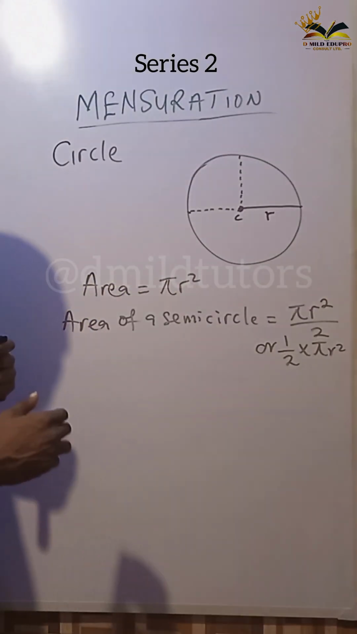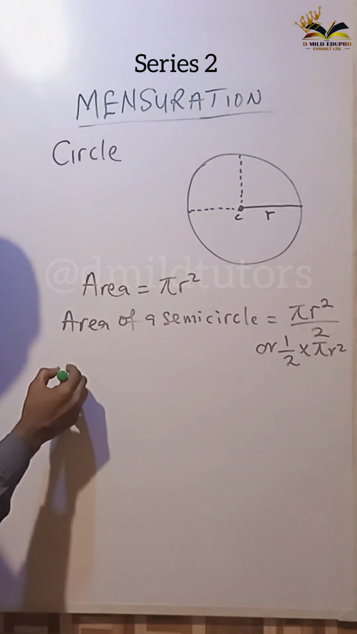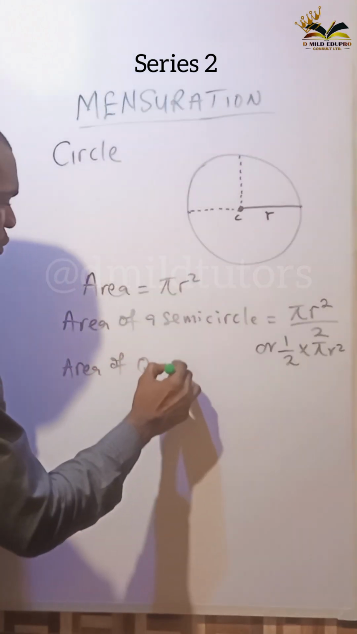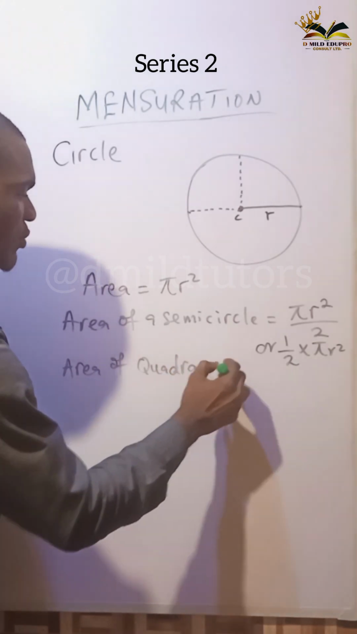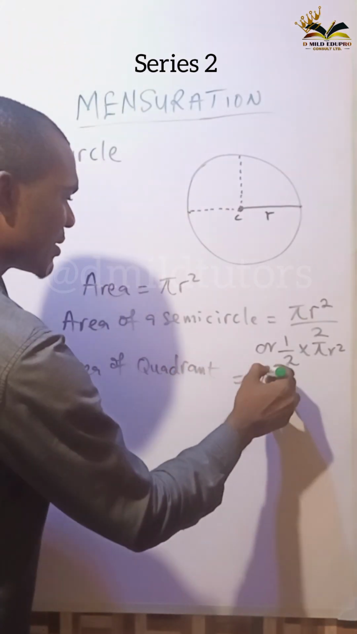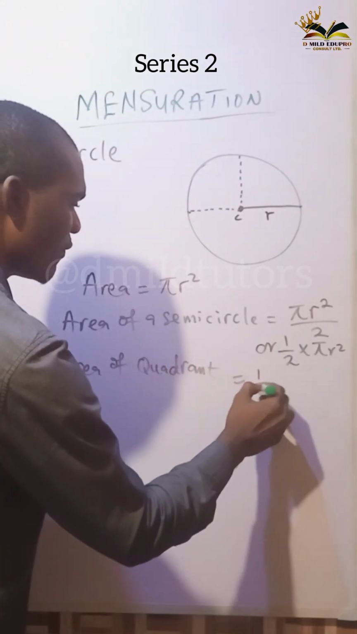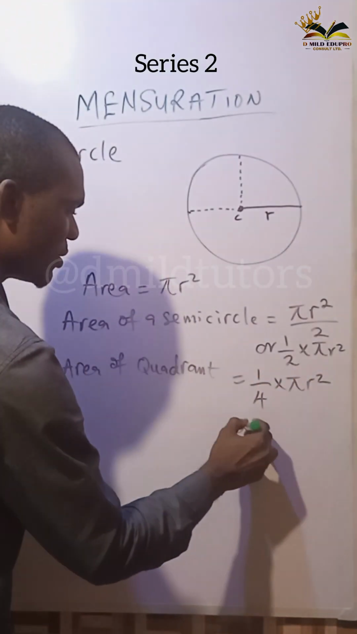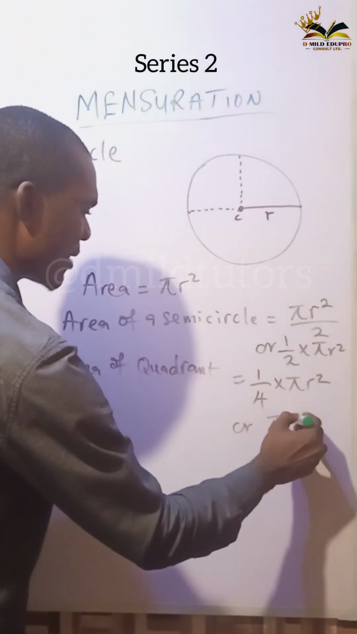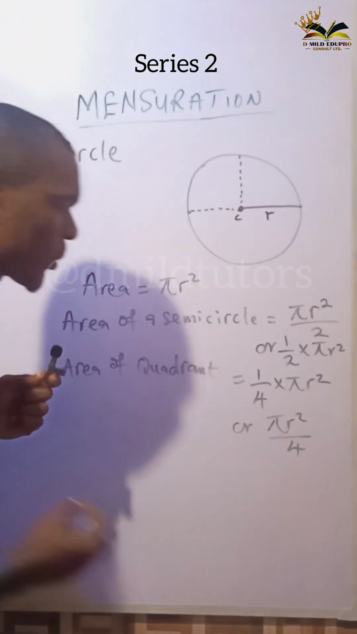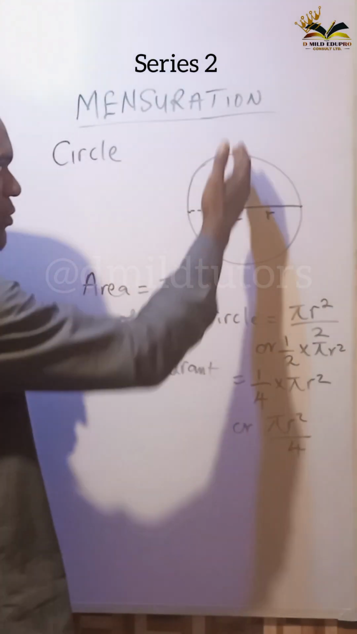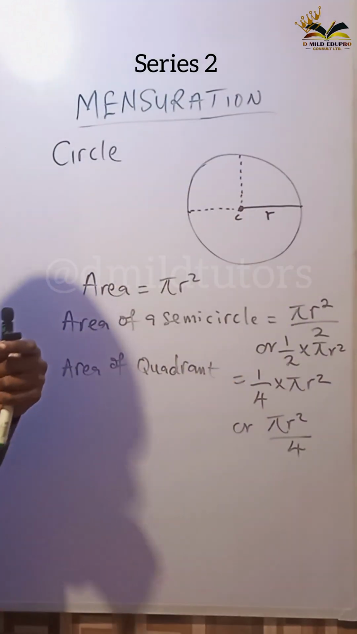We also have area of a quadrant. Area of quadrant. If you know the meaning of the word quadrant, then you know what to do. It's the same as, okay, let's say 1/4 times pi r square. In other words, it can be pi r square divided by 4. That is area of a quadrant. That means you divide the circle into 4 equal parts.